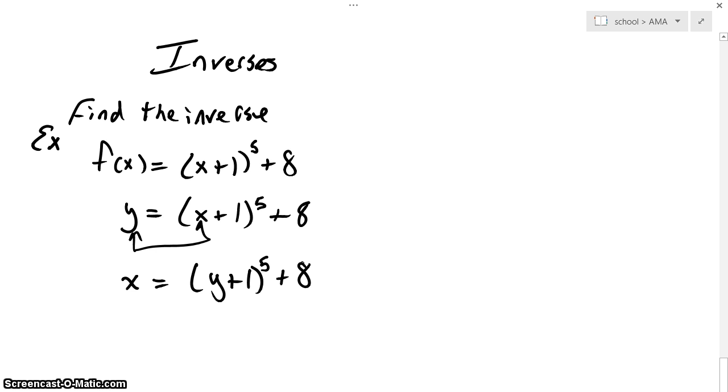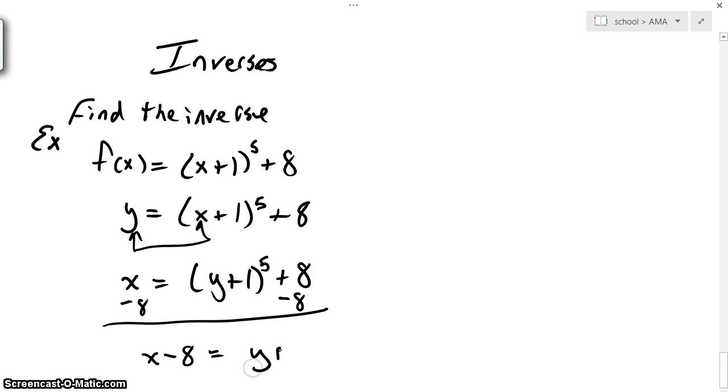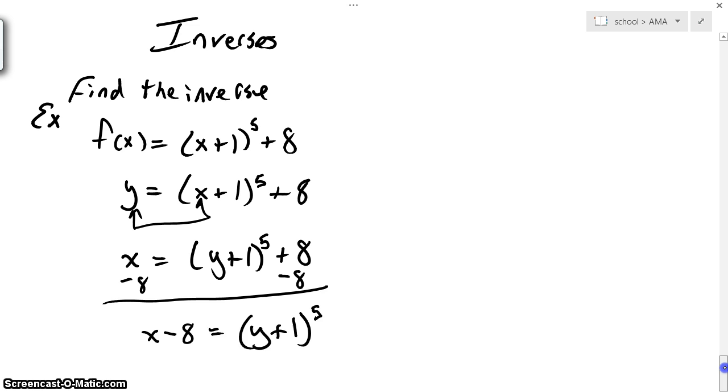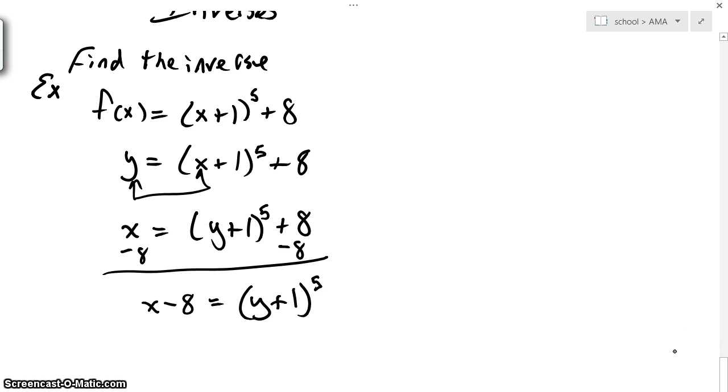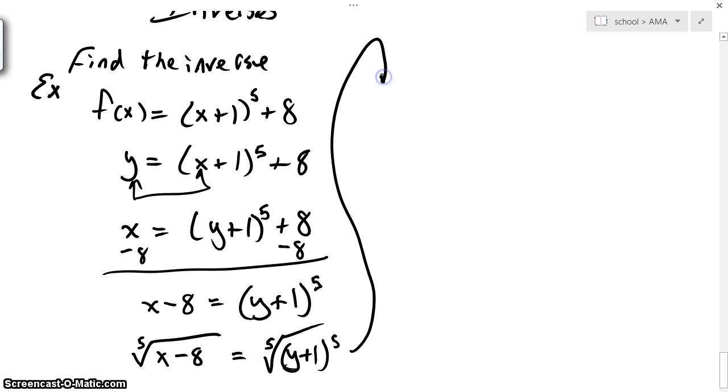What do we do next? Well, we solve for this new y. We get this new y alone. To do that, I'm going to subtract an 8 from both sides. And we're very close to getting this y all by itself. It's just that it's trapped inside this fifth power. You might wonder how we can undo a fifth power. The answer very quickly is to take a fifth root on both sides. So to get rid of a fifth power, we'll take a fifth root.